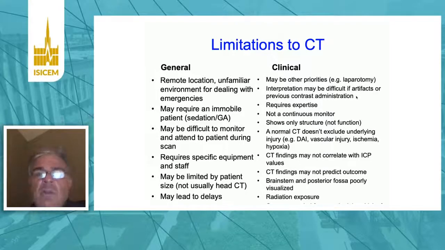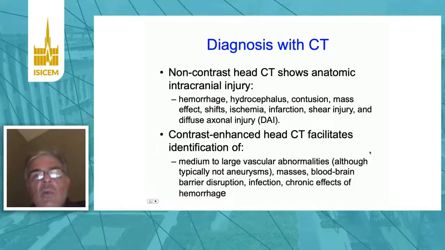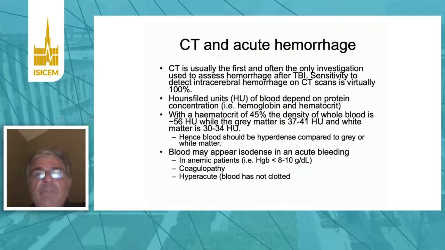Perhaps the significant clinical limitation to CT in traumatic brain injury care is it doesn't always identify other underlying injuries, such as diffuse axonal injury or early ischemia. Those limitations notwithstanding, we can use it. The non-contrast CT shows us the anatomic pathology: hemorrhage, hydrocephalus, contusions, and so forth. A contrast CT, which is not frequently needed, allows us to look at other problems. So we might be able to see vascular anomalies, blood-brain barrier disruption, infection, or the chronic effects of hemorrhage. Perhaps its most important role is diagnosing acute hemorrhage.